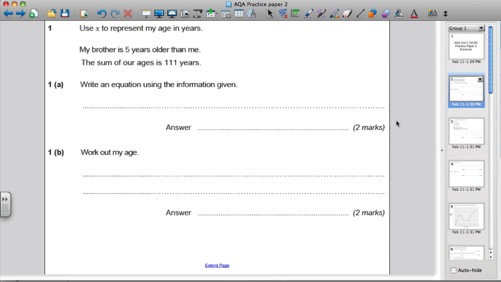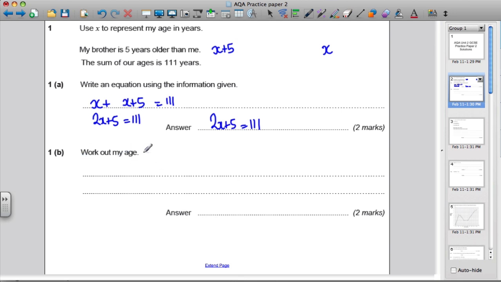Okay, question 1. Use X to represent my age in years. So X is my age. My brother is 5 years older than me, so my brother must be X plus 5. The sum of our ages is 111. Write an equation using the information. So my age plus my brother's age must equal 111. Tidying that up, 2x plus 5 must equal 111. 2x plus 5 equals 111.